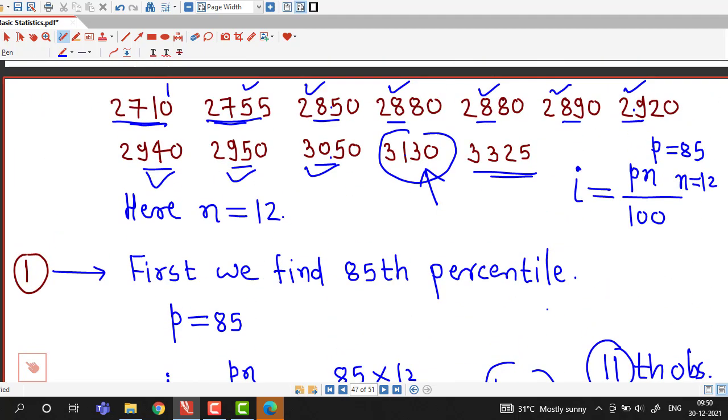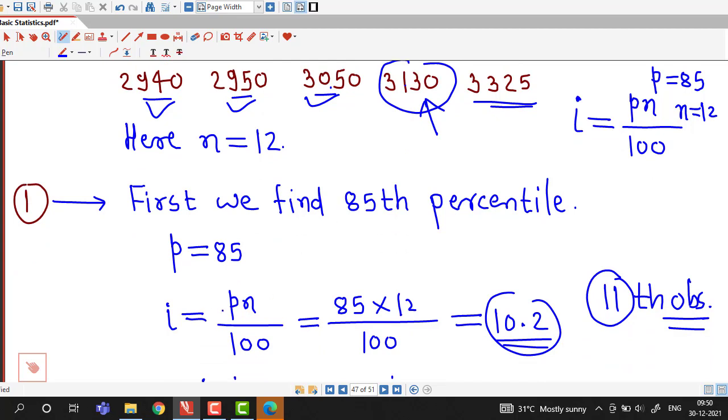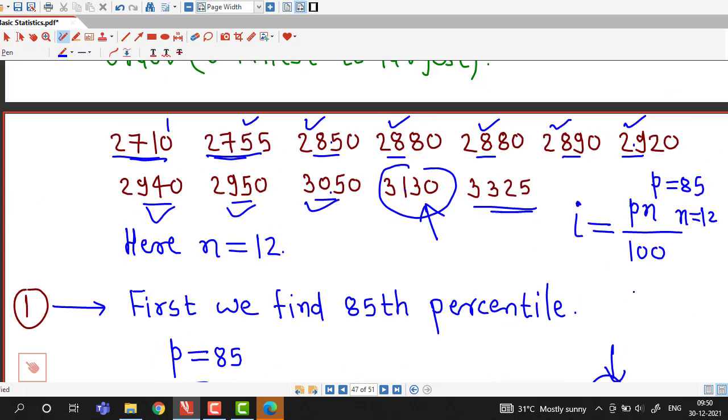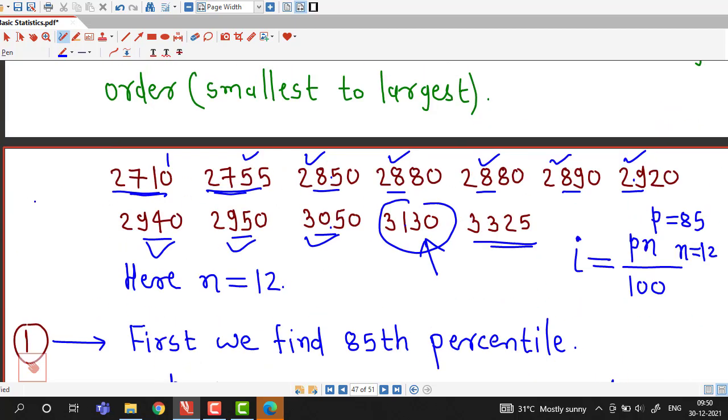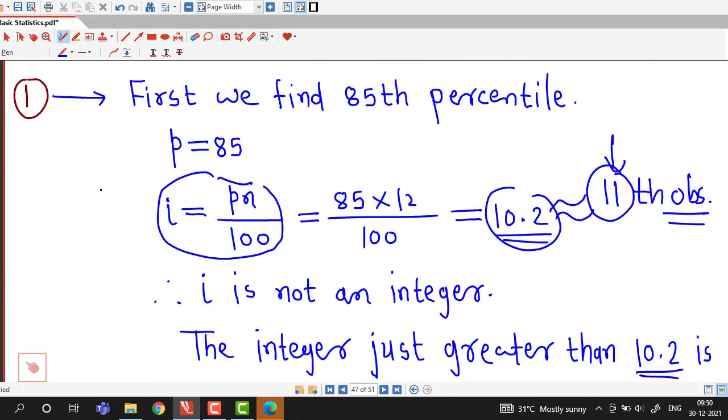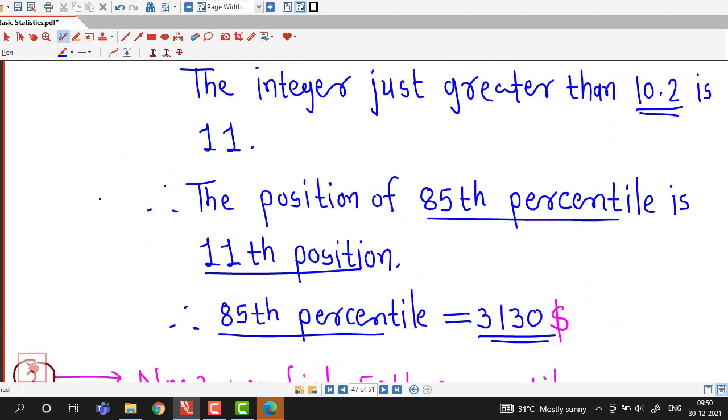In this way we can easily find percentiles. Here we find i equal to p into n by 100. This value is 10.2, so we round up and obtain position number 11. We find position number 11 from this data, and we obtain that the 85th percentile is $3130.